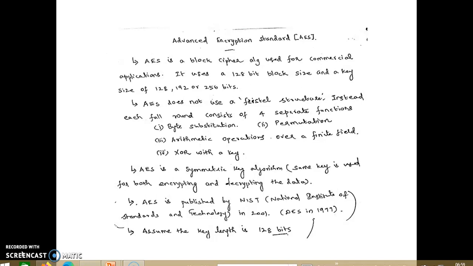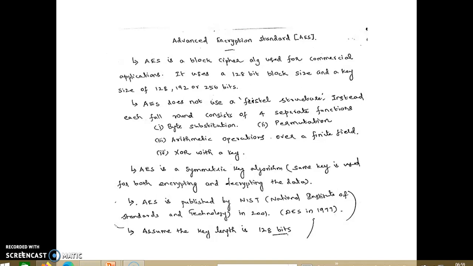Today we are going to see a new algorithm called Advanced Encryption Standard, AES. Already we saw an earlier algorithm called the DES algorithm. Shortly we call it AES. AES is a block cipher algorithm used for commercial applications. This is also a block cipher algorithm like DES. It uses a 128-bit block size.